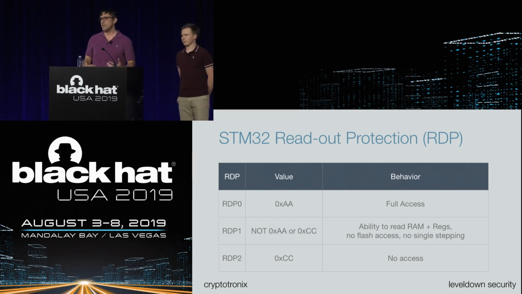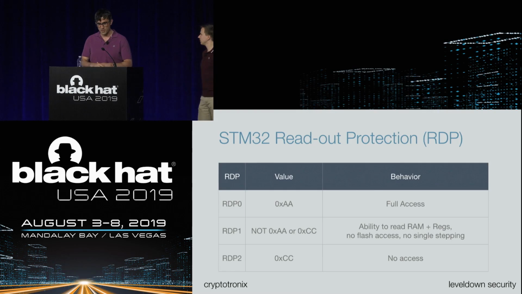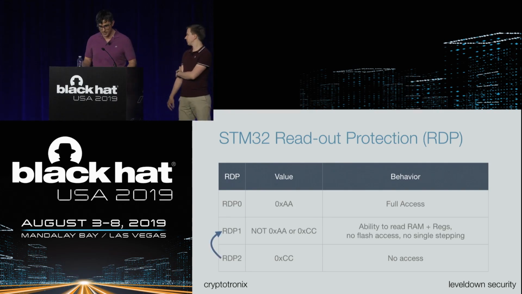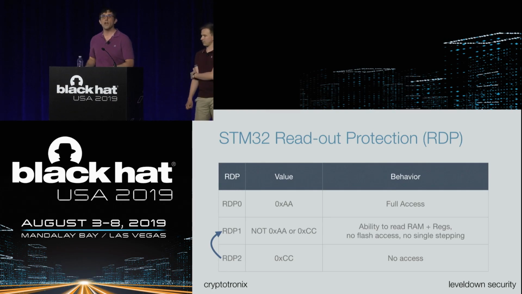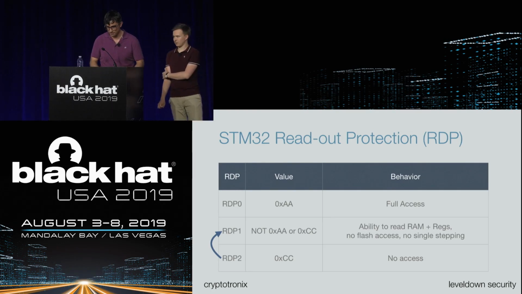And what's interesting about this particular chip is how they implemented this. So there's a specific value we're looking for, and it has to be AA for RDP0, CC for RDP2, and if it's not AA or CC, you're in RDP1. So that means if we can make that not be that value, we can downgrade from RDP2 to RDP1.